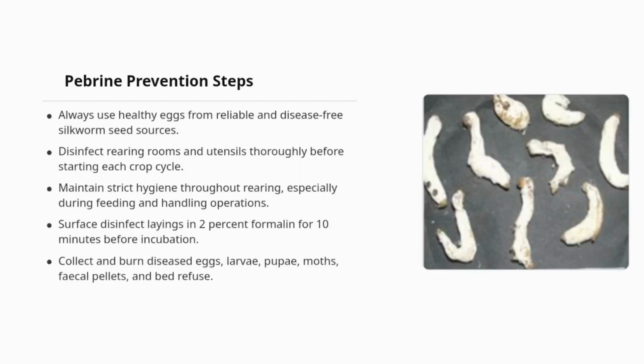For Pebrine, prevention starts even before the larvae hatch. Healthy eggs from reliable sources are absolutely essential, because if the seed itself is infected, management becomes very difficult later. The article recommends surface disinfection of layings with 2% formalin for 10 minutes before incubation, along with strict hygiene during the entire rearing period. Any diseased material, whether eggs, larvae, pupae, moths, or waste, must be destroyed by burning.